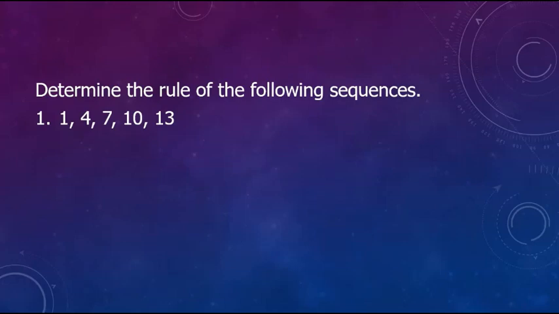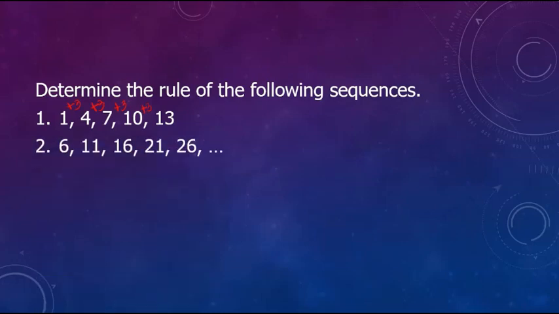For the first one, we have 1, 4, 7, 10, and 13. So, if we will notice or observe this given sequence, how did we obtain 4? How did we obtain 7? How did we obtain 10, and how did we obtain 13? So, simply by adding 3. So, 1 plus 3, that is 4. 4 plus 3, that is 7. 7 plus 3, that is 10. 10 plus 3, that is 13, and so on. So, therefore, the rule for this given sequence is you add 3.